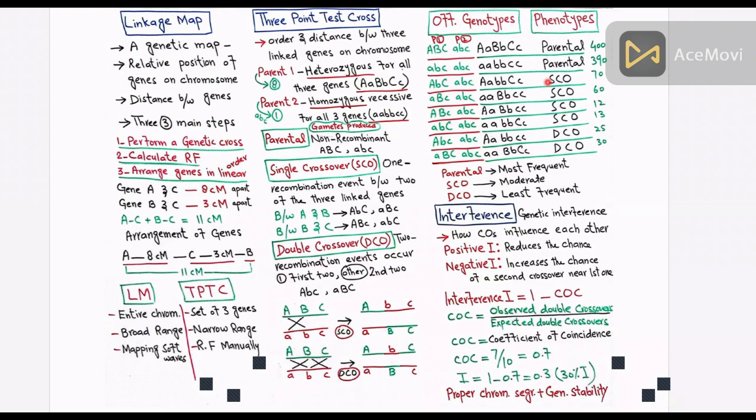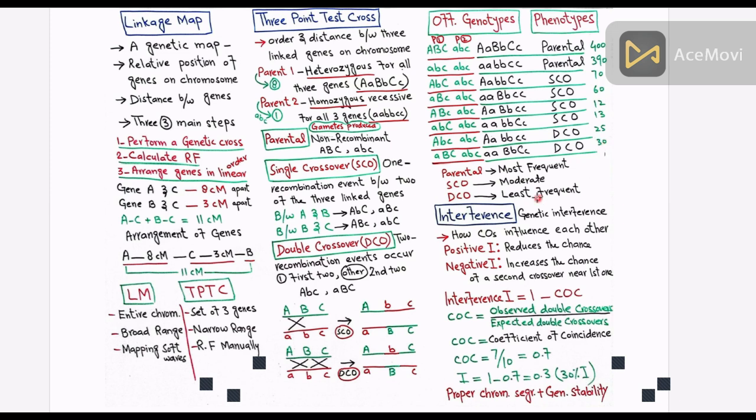If we suppose 1,000 offspring are produced, then what will be the number belonging to each type of phenotype or genotype? If we add these two parental types, it is equal to 790. It means the parental type offspring number 790, and if we add all four kinds of single crossovers, then it is equal to 155, and double crossover is only equal to 55.